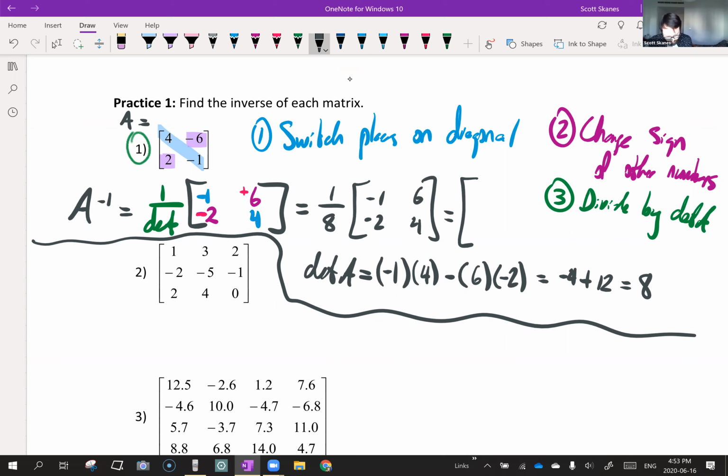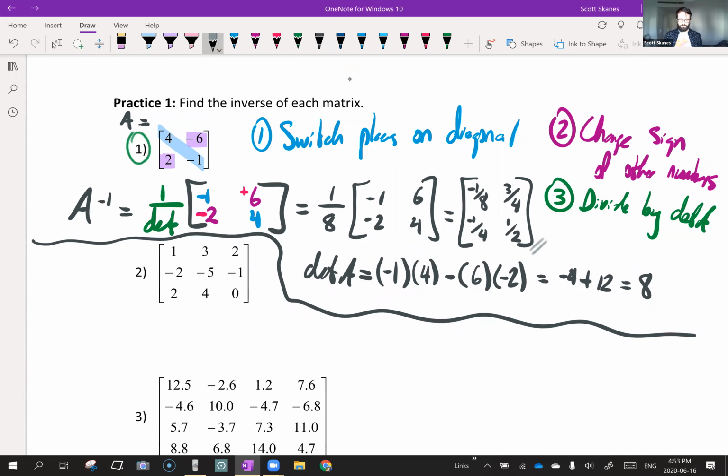So -1 divided by 8 is -1/8. 6 divided by 8 is 3/4. I don't know why I used a calculator. I'm very embarrassed. 2/8 is 1/4, and 4/8 is 1/2. And that's our final answer.